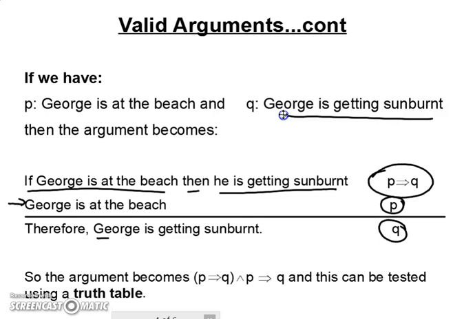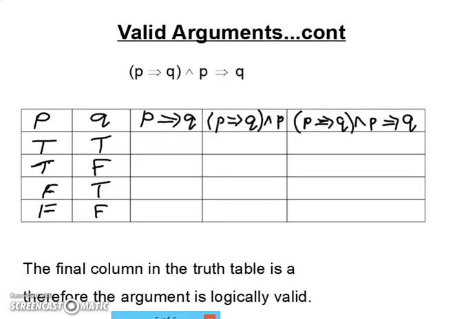If we combine these together to make an argument: if P, then Q, and P, therefore Q. All of your arguments are going to take this form: if P, then Q, and P, therefore something else. So that's the way we construct them. Now we can test them in our truth tables. So we put that in.